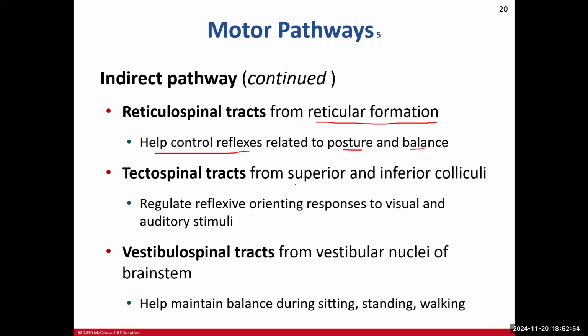The tectospinal, we're familiar with the superior and inferior colliculi, remember, the corpora quadrigemina. The superior has to do with visual reflexes, and then the inferior has to do with auditory reflexes. Superior helps with tracking movements from side to side. The inferior has to do with responses to auditory stimuli, like someone calling your name and you turning around. And then finally, the vestibulospinal has to do with the vestibular system there. But that helps with maintenance of balance when you're sitting, standing, and walking.